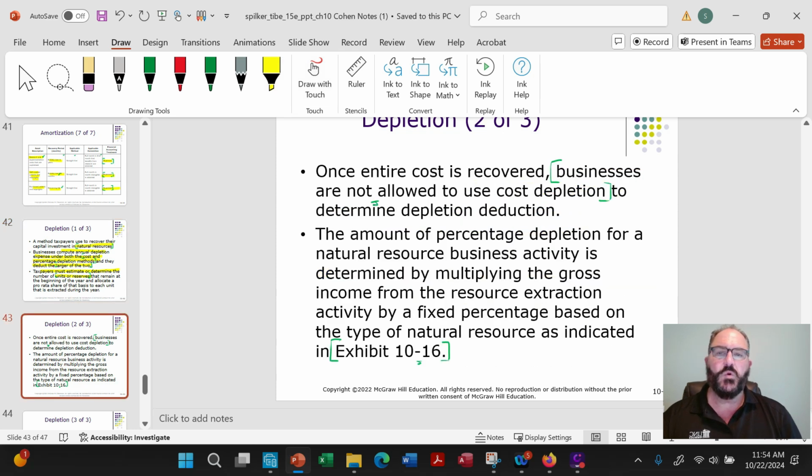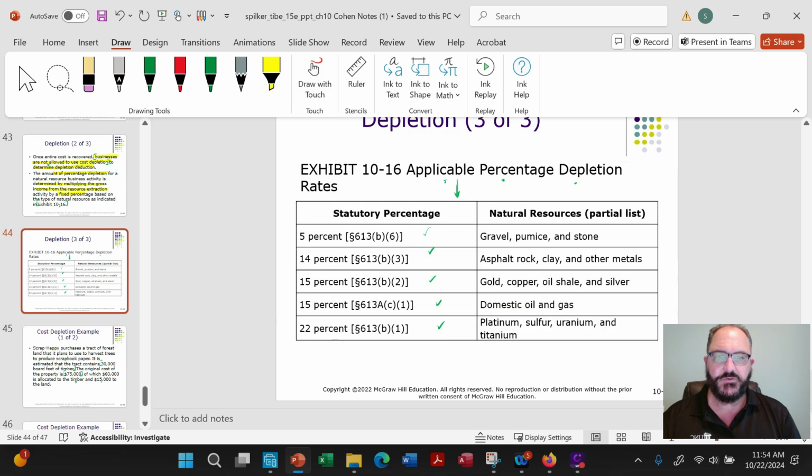Once the entire cost is recovered, businesses are not allowed to use cost depletion to determine the annual depletion. And again, the amount of percentage depletion is determined by multiplying the gross income from the resource by a fixed percentage. And we're going to take a look at those percentages.